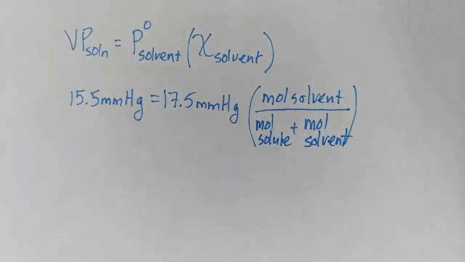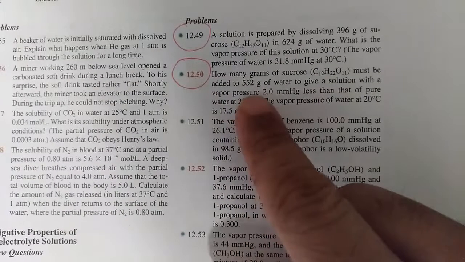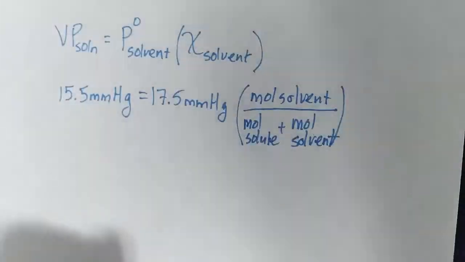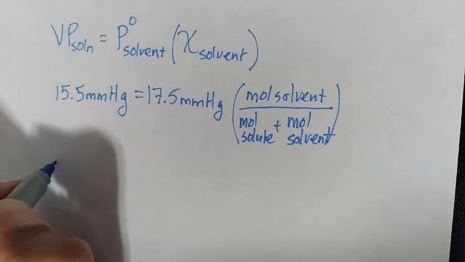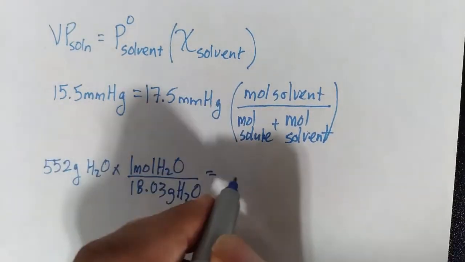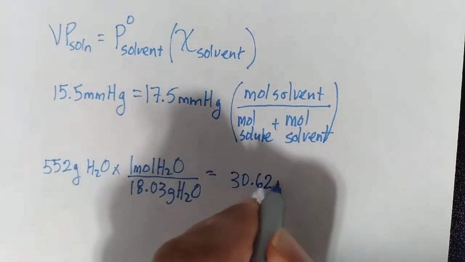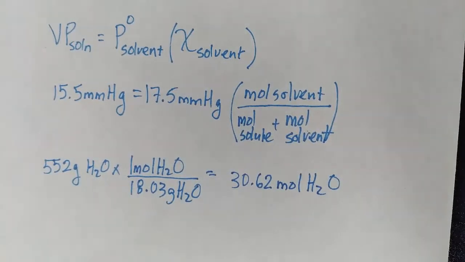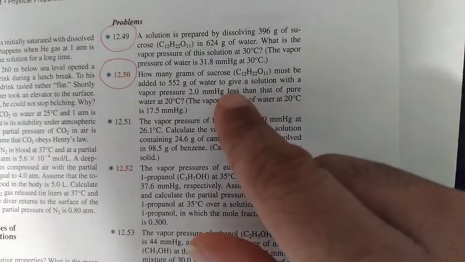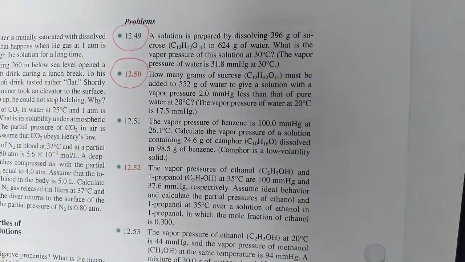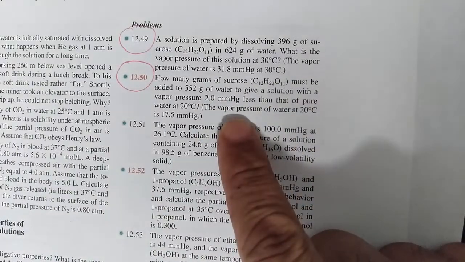Let's look at the other data the problem gives us here. 552 grams of water. Let's convert that to moles of water, utilizing the molecular weight of water. Doing that on my calculator, I'm getting about 30.62 moles of water. The moles of solute is something we're not given. We're given the temperature, which is only important because vapor pressure is quoted at a specific temperature.